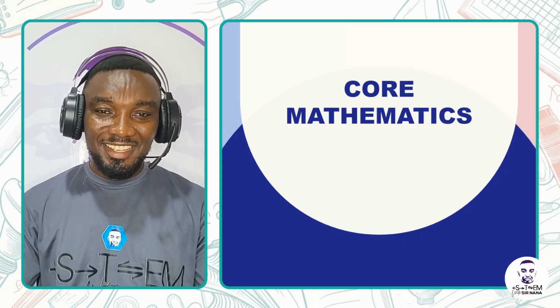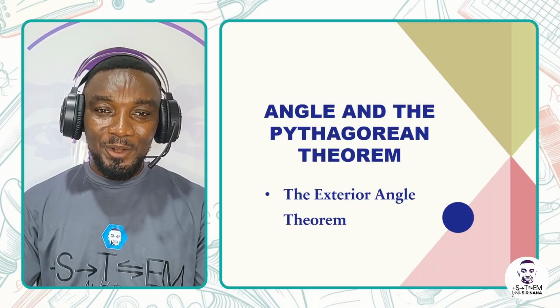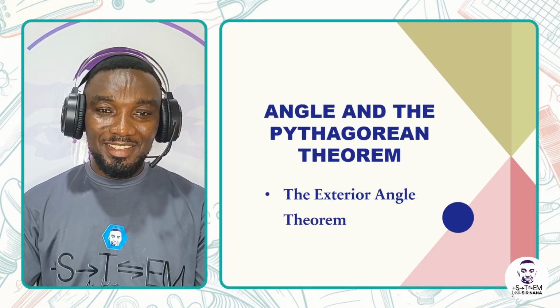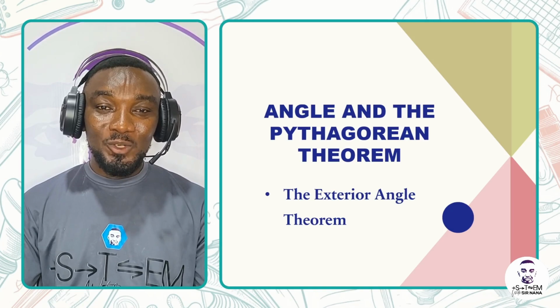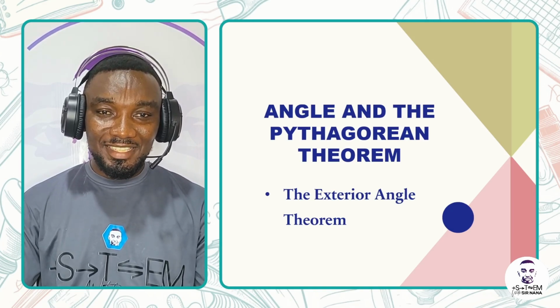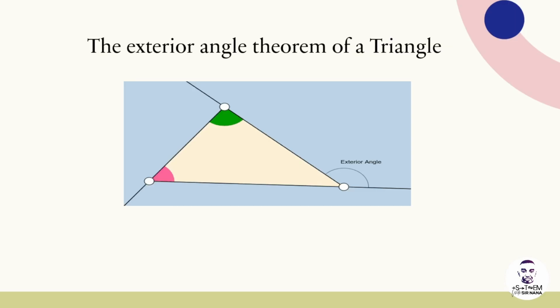In this lesson, we want to consider the exterior angle of a triangle. I will prove the exterior angle so that we'll have a good understanding of what the exterior angle is. So let's consider this image. When we look at this image, we are seeing a triangle.